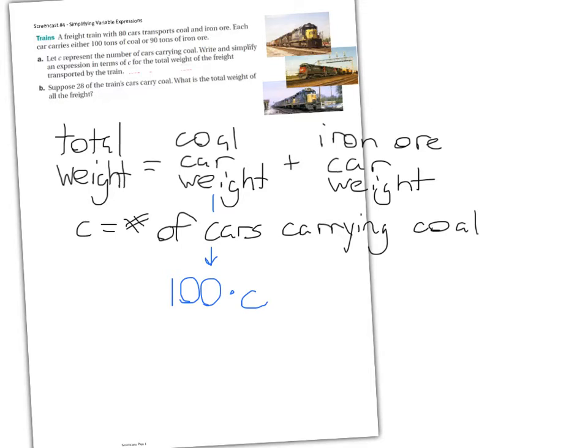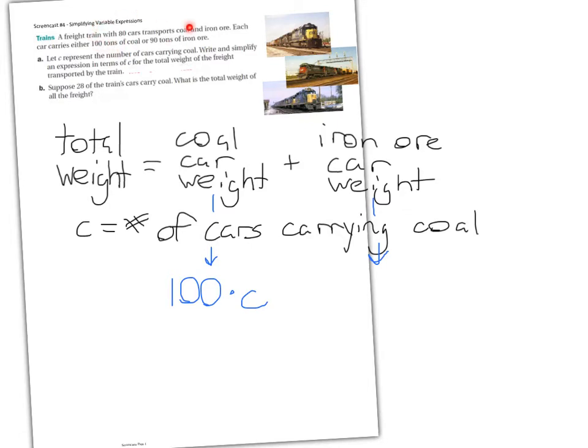Now we're ready to establish the iron ore car weight, which is going to take a little bit more explanation. Here's the thing though. You would think we need two variables, one to represent coal and one to represent iron ore, but we really don't, because we need to first write this in terms of C and C only. It did not say write it in terms of C and some other variable. All right, so let's think about this.